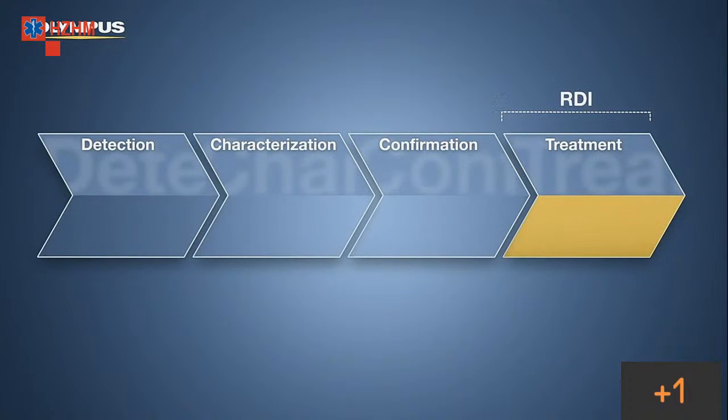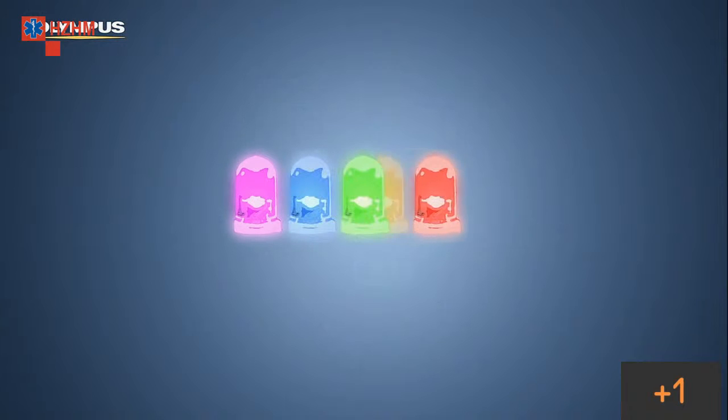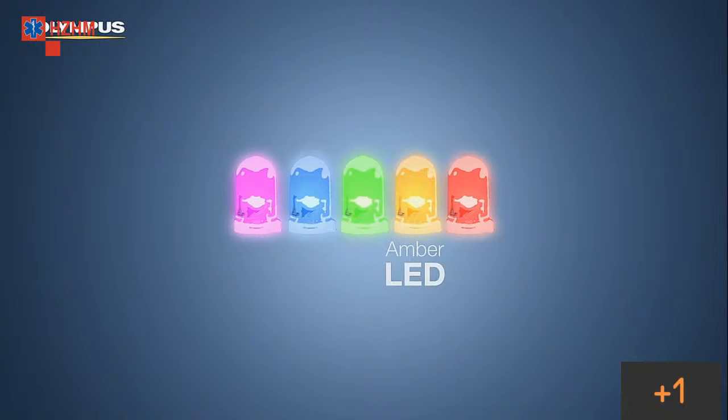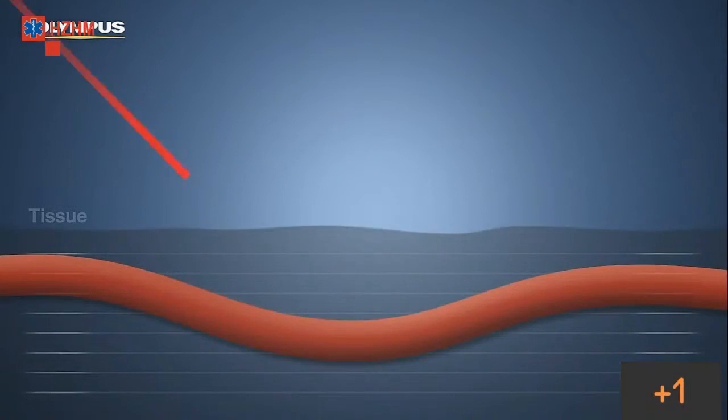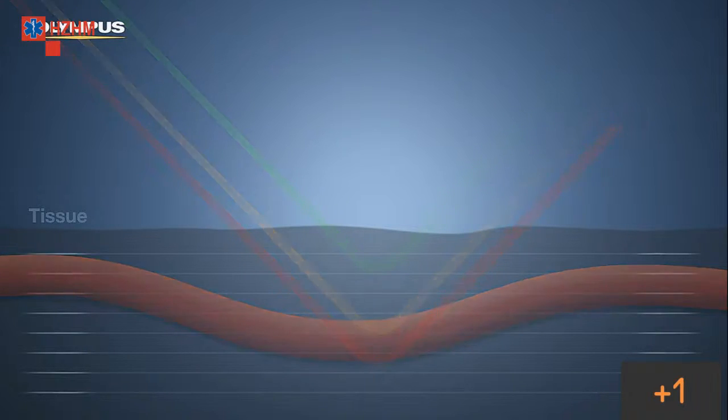RDI is designed to enhance the visibility of deep vessels and bleeding points during endoscopic treatment. RDI stands for Red Dichromatic Imaging. RDI uses an additional amber LED. Red light penetrates deeper into the tissue compared to green light. If a deep blood vessel is present, amber light is strongly absorbed. The vessel appears darker and is therefore more visible.